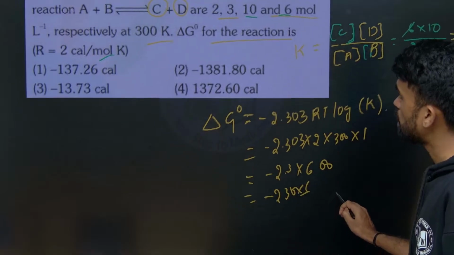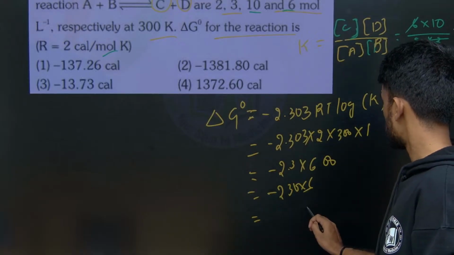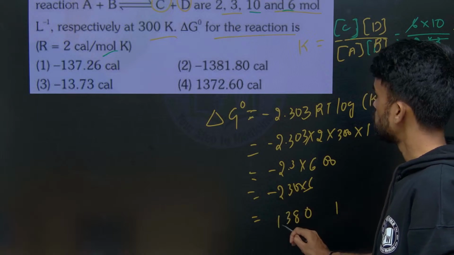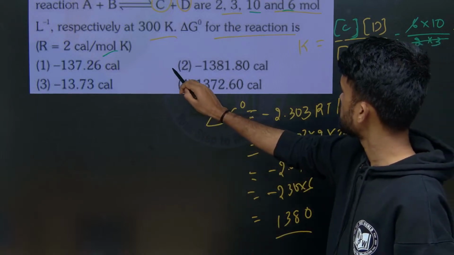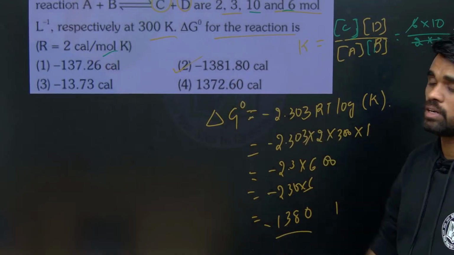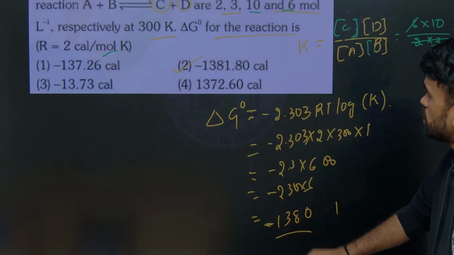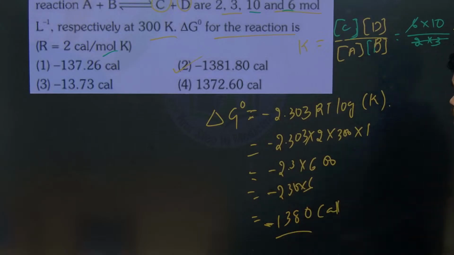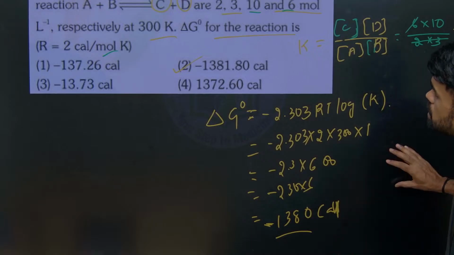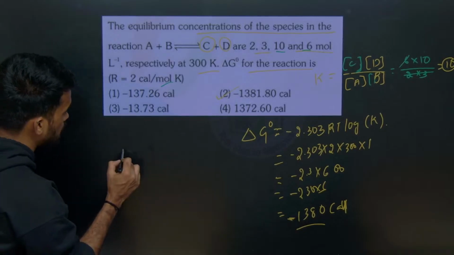So you can simplify this, you will get any of these 4 options. So you will be getting an option near to this, minus 1381.8 calories. So that will be the suitable answer for this question. Okay, I hope it is clear how we are simplifying this. So there will be a question again on this delta G. Either they will ask you a question on this delta G.